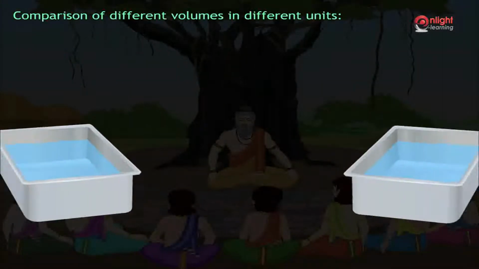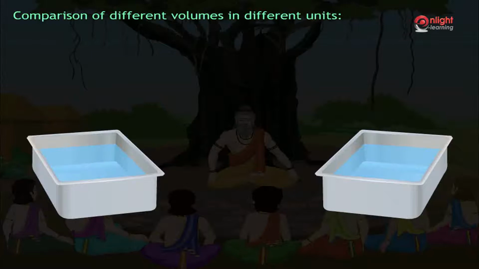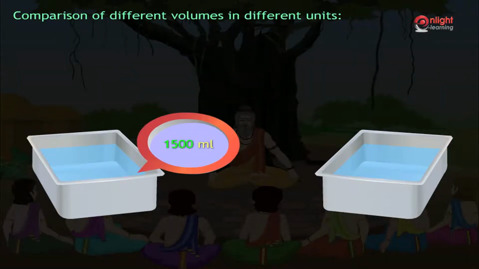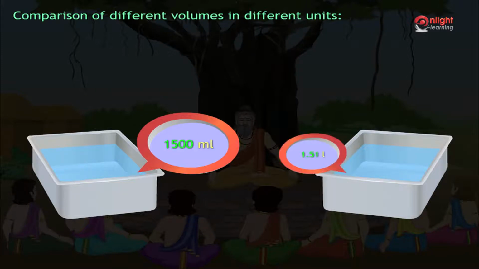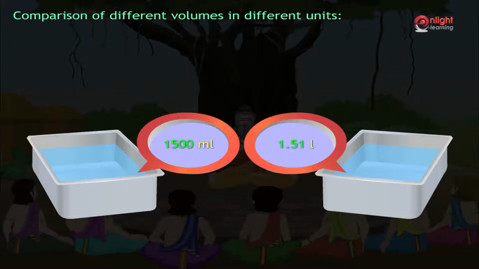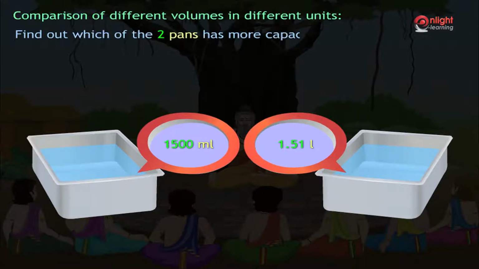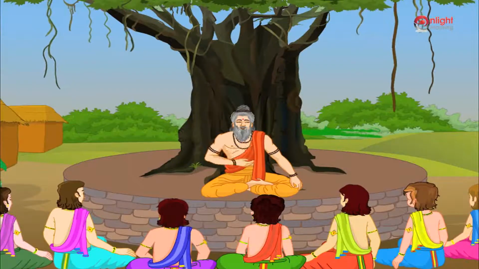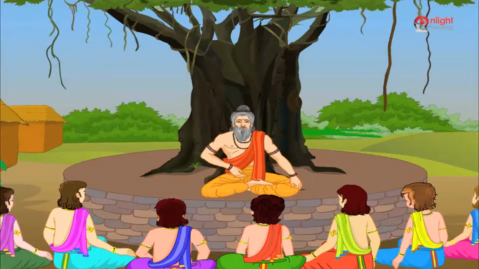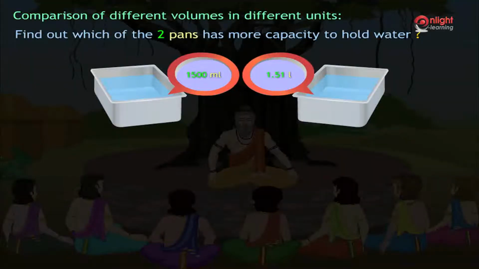Consider two pans of water. The volume of the first pan is 1500 milliliters and the volume of the second pan is 1.51 liters. We are required to find out which of the two pans has more capacity to hold water. When comparing the volumes of two things that are expressed in different units, it is necessary that we express them using a common unit. In this case, let us convert them into milliliters. Hence, let's express the volume of the second pan of water in milliliters.